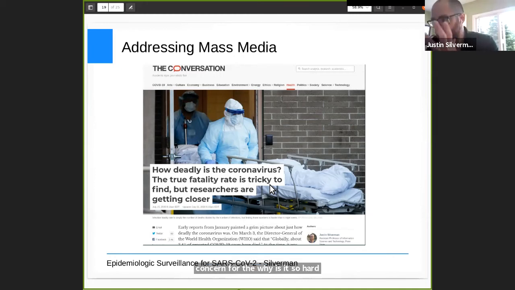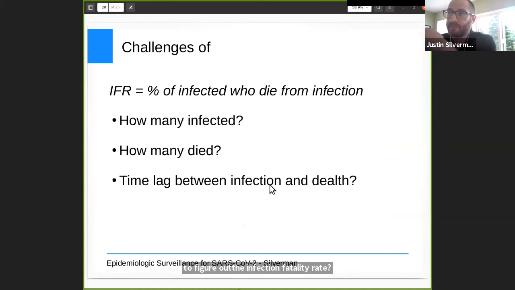So the answer is actually fairly simple. We already described that it's hard to know how many people were infected. The infection fatality rate is defined as the percentage of people who are infected who then die from the infection. You have to know how many people are infected, and we've already talked about how that's difficult. How many people died is less difficult, because it's hard to miss when someone dies.